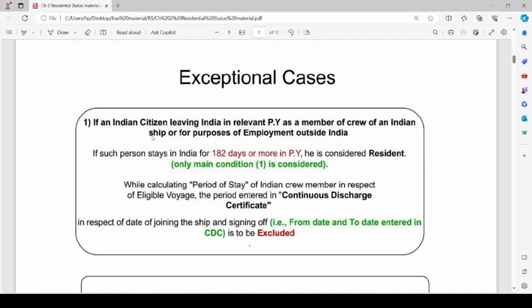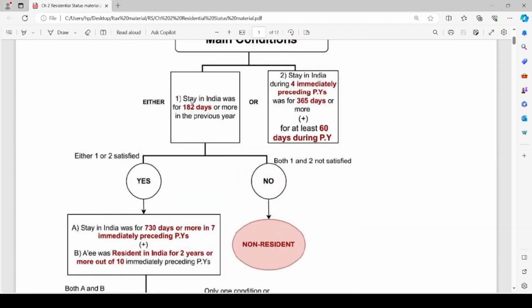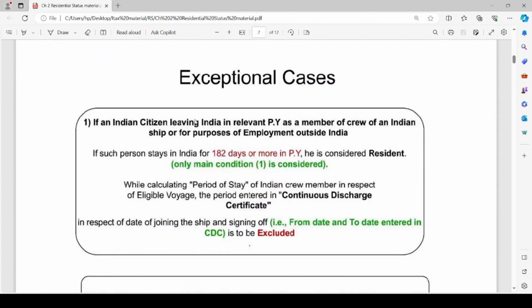Here only one main condition, that is the main condition 1, is stay in India for 182 days or more in the previous year. This condition is being considered for Indian citizen who is leaving India as a member of crew of an Indian ship or for the purpose of employment outside India. If such person stays in India for 182 days or more in previous year, he is considered to be resident and the tax assessment will be done accordingly.